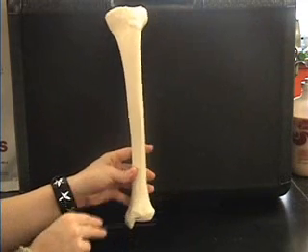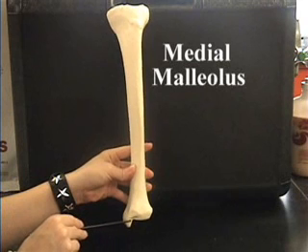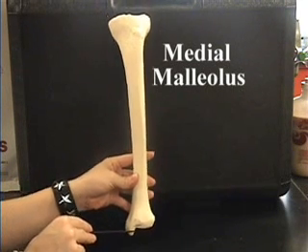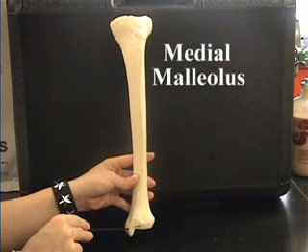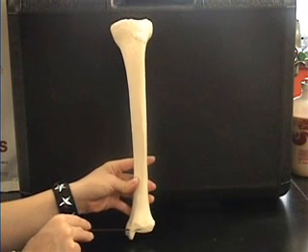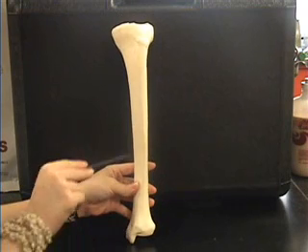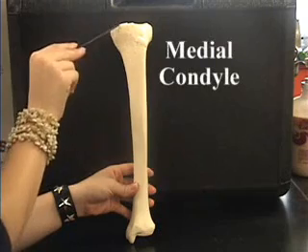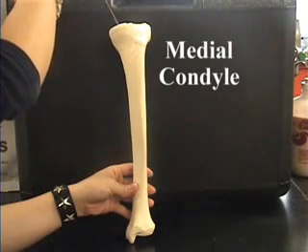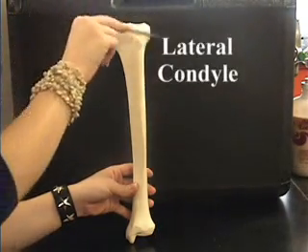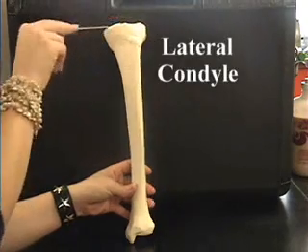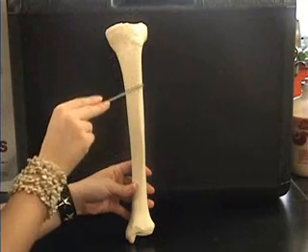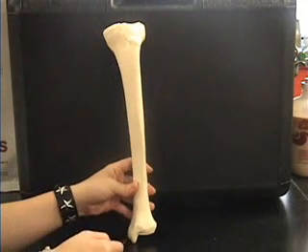And on the bottom, you have your medial malleolus. Medial malleolus. So if you know that this is the medial malleolus, which is only found on your tibia, follow your medial malleolus up. If that's your medial malleolus, this is your medial condyle. If this is your medial condyle, then this is your lateral condyle. Medial condyle, lateral condyle, tibial tuberosity, anterior crest, and medial malleolus.